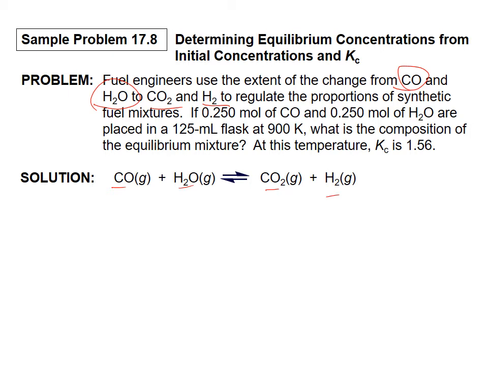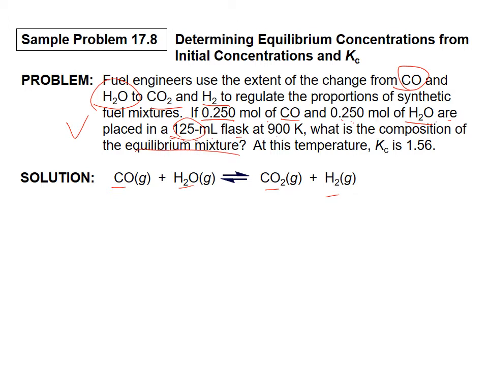Now, if 0.25 moles of carbon monoxide and 0.25 moles of water are placed in a 125 milliliter flask at 900 Kelvin. So we have the volume, and the number of moles of the reactants, carbon monoxide and water, placed in the flask. That means they are initial concentrations. They are not the concentrations at equilibrium. So you place them in a container and let it react. The question is, what is the composition of the equilibrium mixture?